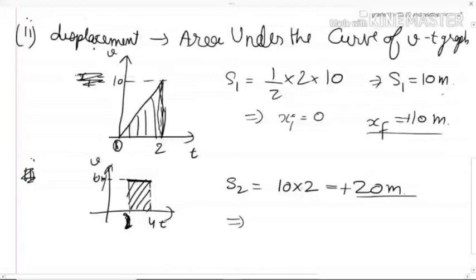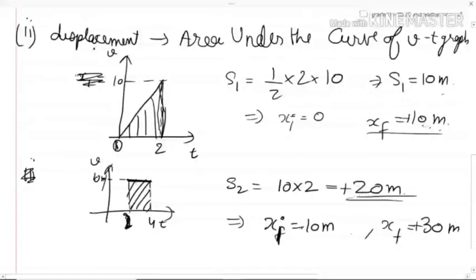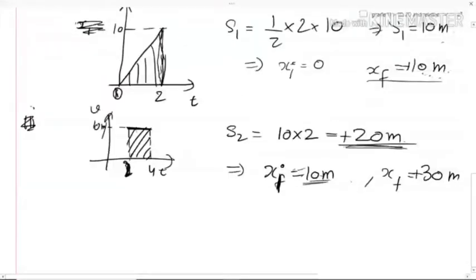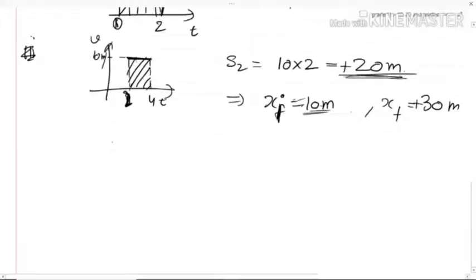So the final position, which was 10 meters, will be the initial position here, and the final position will be 10 plus 20, which will be 30 meters. Everyone getting my point? Can you see it got displaced by 20 meters? So if the initial position was 10, then 10 plus this 20 is 30. Is this clear, guys, for the second part? Yes, clear, sir.